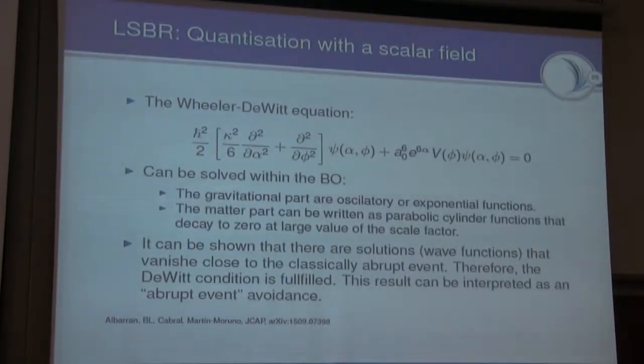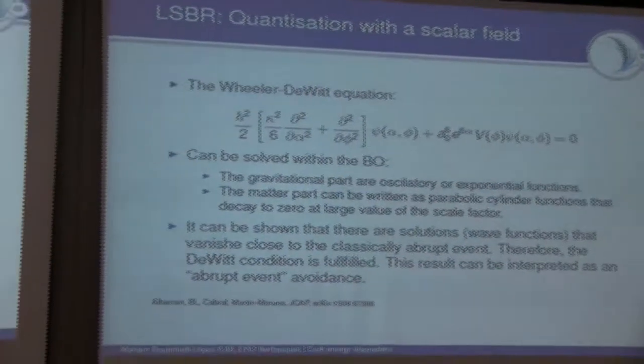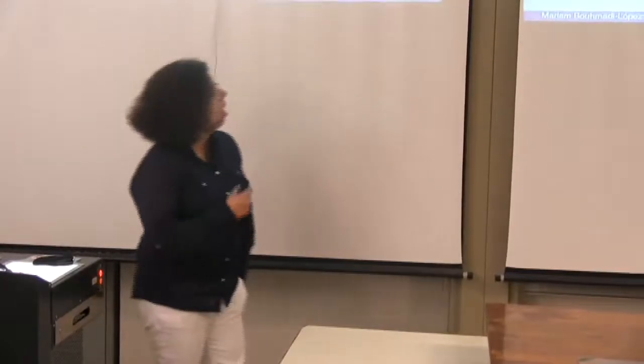And what we have to do in that case is essentially to look at the Wheeler-DeWitt equation. We have two degrees of freedom. Alpha is the log of the scale factor, so essentially it's codifying the geometry, and phi describes the matter content. After some approximation, in this case we use a Born-Oppenheimer approximation. As I said, I will try to avoid math as much as possible.